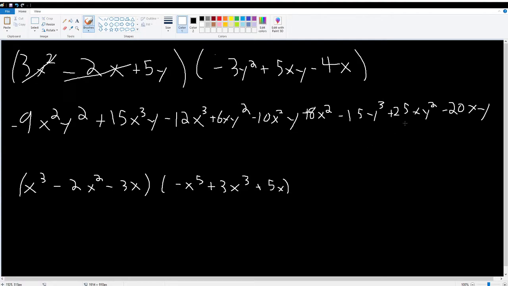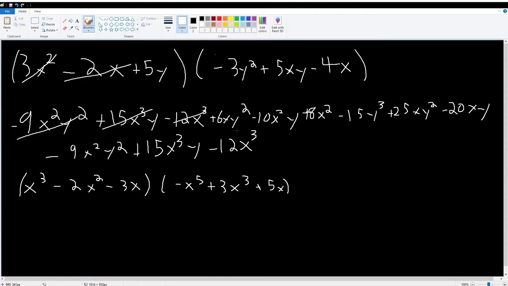Let's start with the negative 9x squared y squared. Is there anything that matches that? X squared y squared? No, there isn't. So this just comes down for the ride. So this would just be negative 9x squared y squared. Let's see with the x cubes. Is there any other x cubed y? Nope. So this just goes down: 15x cubed y, right? Next is negative 12x cubed. Are there any other terms with just x cubed on it? Nope. So this is just negative 12x cubed.